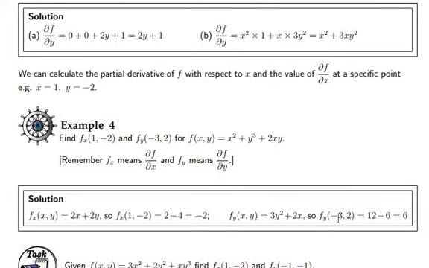So del f del y at the point minus 3, 2 is what? So we put x as minus 3 and y as 2. By putting the values we will have the value should be 6.